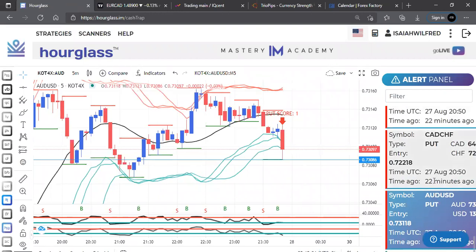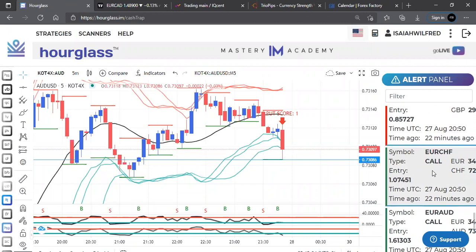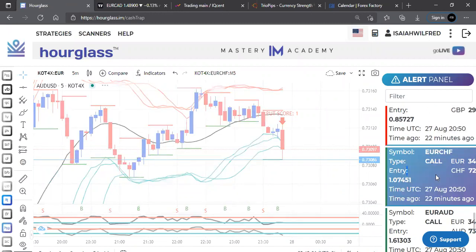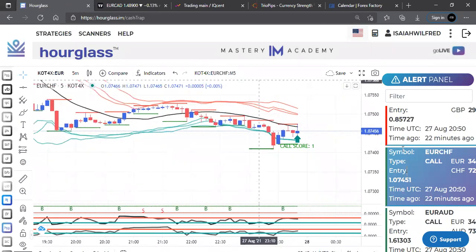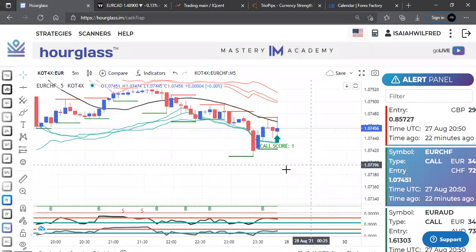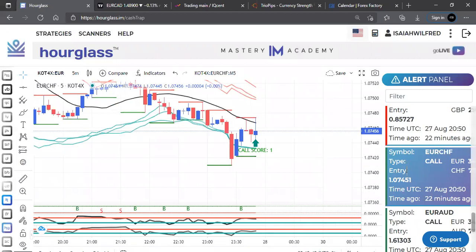So now let me try and see if I can find something that has the bottom bigger than the top. The bottom bigger than the top, something like this. Now look at, we actually have the bottom CHF is 72. Euro is what? Euro is 34. Guys, ignore this score. Why? Because the market is closed. It's no longer updating. That's why you're seeing 23 minutes ago. So ignore the time, ignore the call. Don't worry. Let me just use my drawing tool to explain.